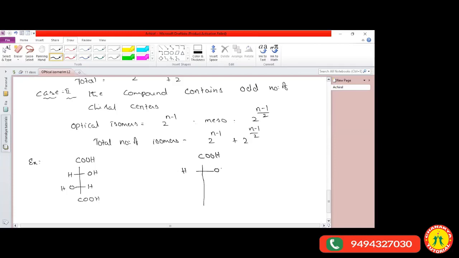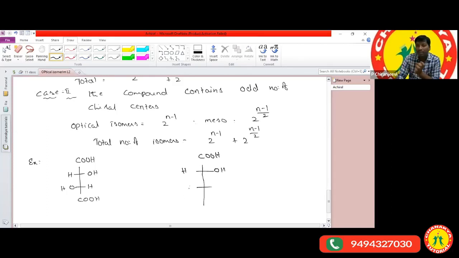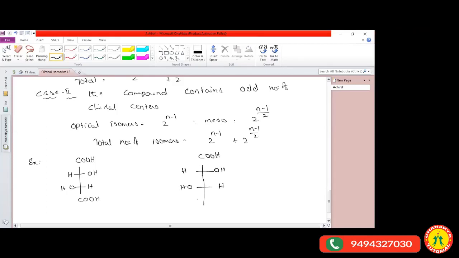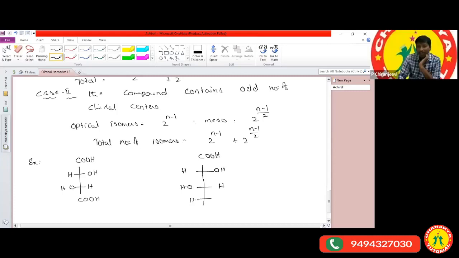Sir, could you explain what meso means? Meso means if the identical atoms are present at the same site, then we can call it meso. So meso tartaric acid we wrote. For the two conditions, two examples have been given. Can you calculate the total number of isomers?